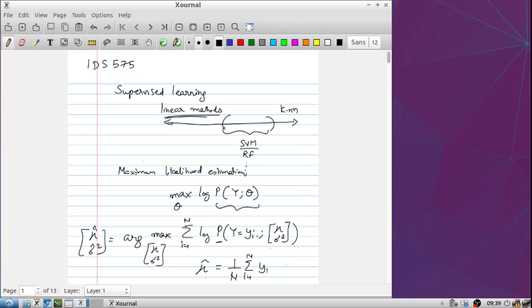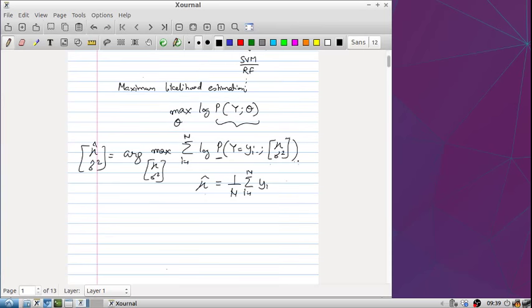Today, we're going to look at further extending maximum likelihood estimation. And this is going to be a key tool. So today, we're going to look at extending MLE. Okay. So that's one thing that we'll do.